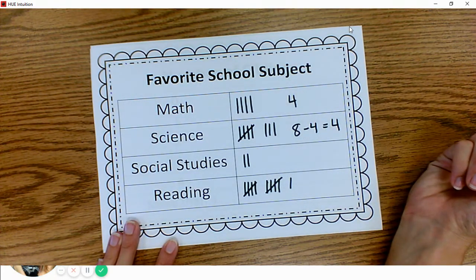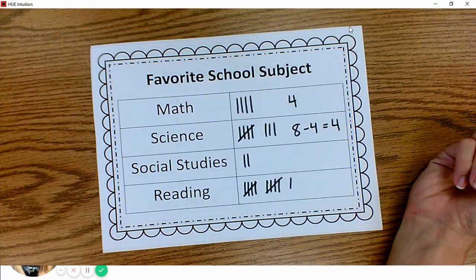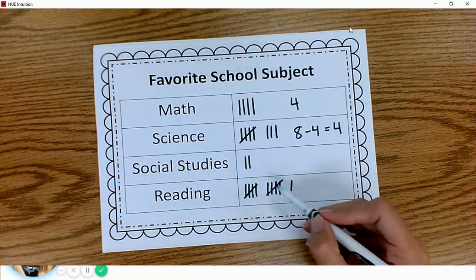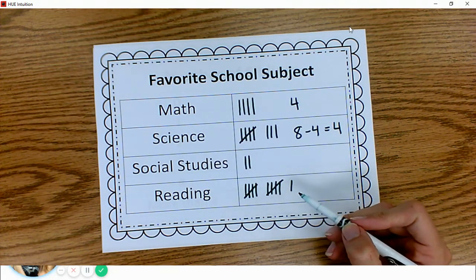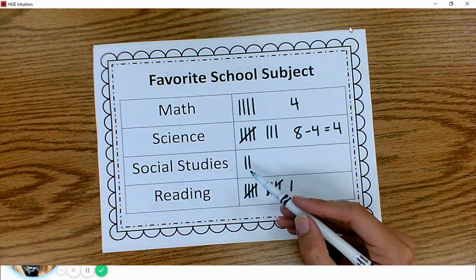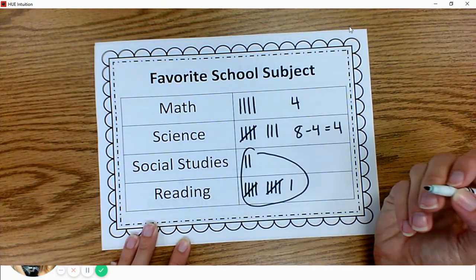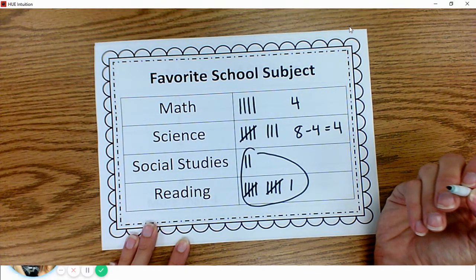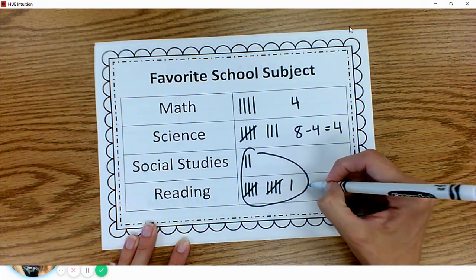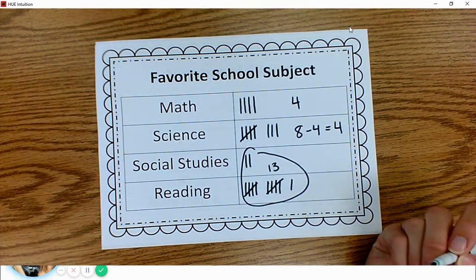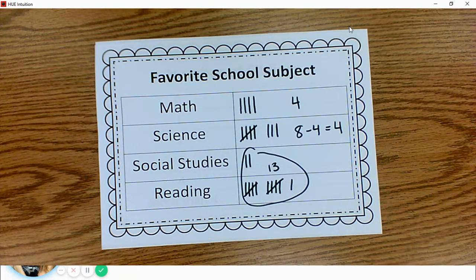4 more people picked science than math. You could also be asked to combine or add some of the data together, and that question might sound like this. How many people picked either social studies or reading? In that case, if you're asked to find either or, they want you to combine that data together. So the total of social studies and reading, let's see, that's 11 and that's 2, 11, 12, 13. That would be 13 people that picked either social studies or reading.